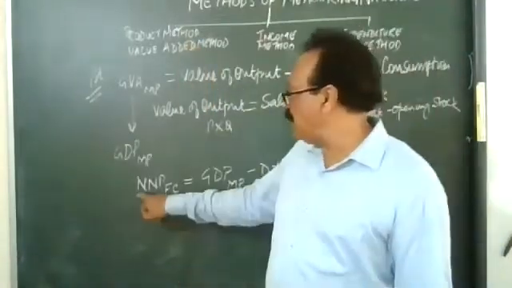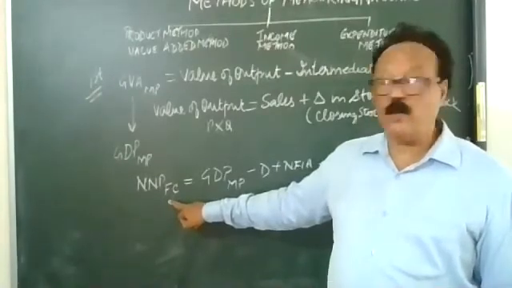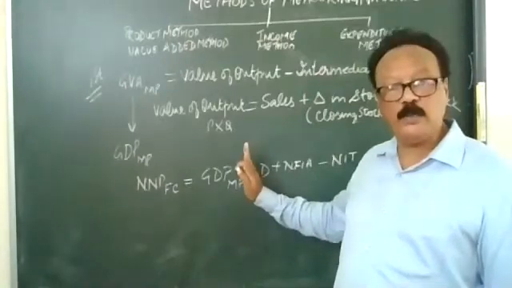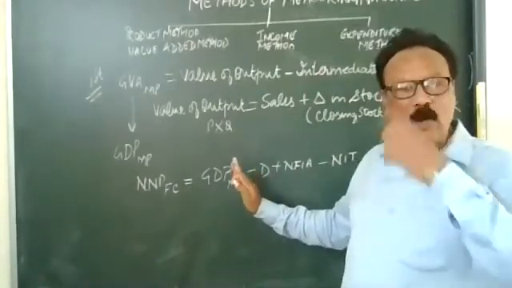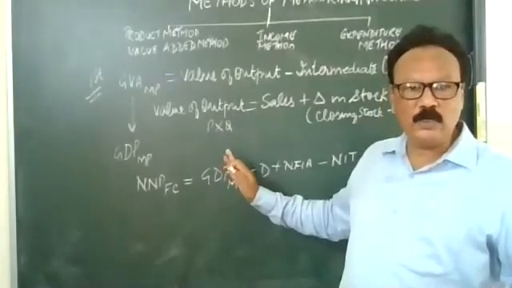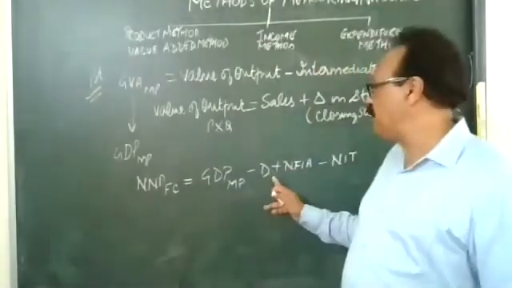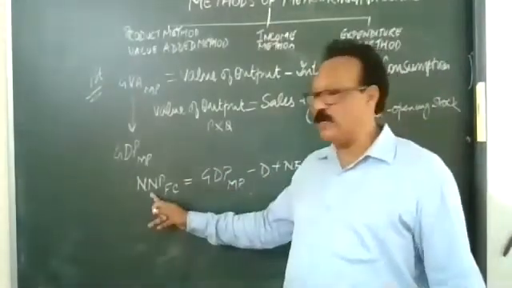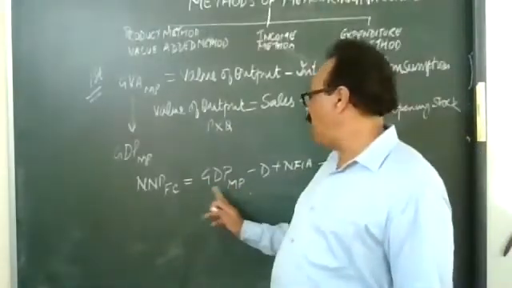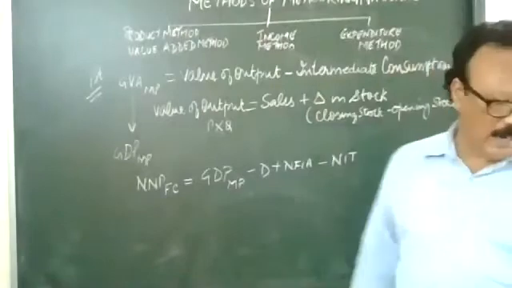So what is national income? NNP at factor cost. How do you calculate NNP at factor cost? What value do we have? We have GDP at market price. Now, using the formulas which we learned in calculating aggregates, I taught you how to do that: gross to net, minus depreciation; domestic to national, plus NFIA; and market price to factor cost, minus NIT.